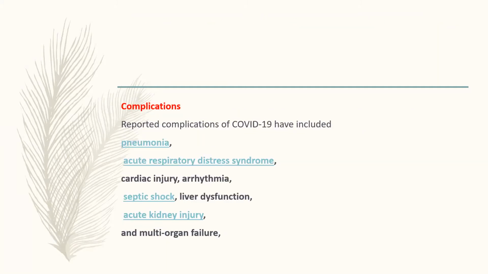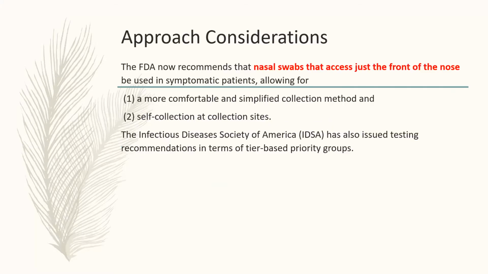Complications of COVID-19: reported complications include pneumonia, acute respiratory distress syndrome, cardiac injury, arrhythmia, septic shock, liver dysfunction, acute kidney injury, and multi-organ failure. How is the approach considered?